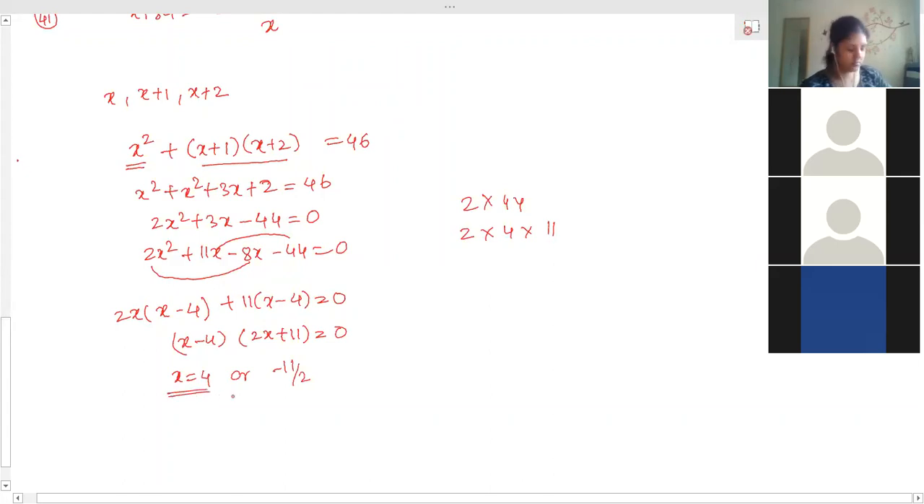So x is equal to 4 or minus 11 by 2. So the answer is 4 because these are positive integers. So 4, 5 and 6 are the three consecutive integers.